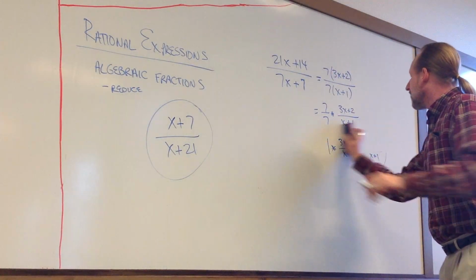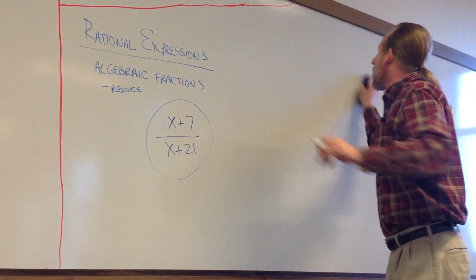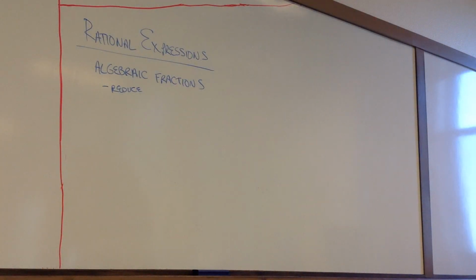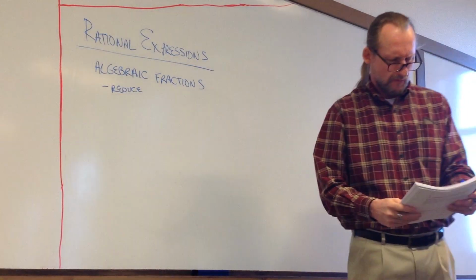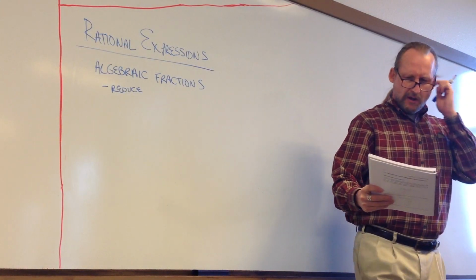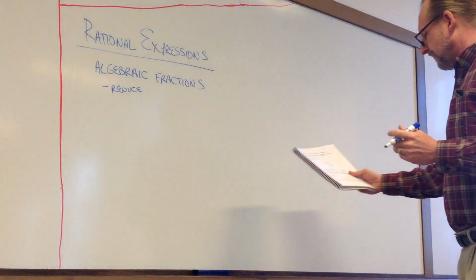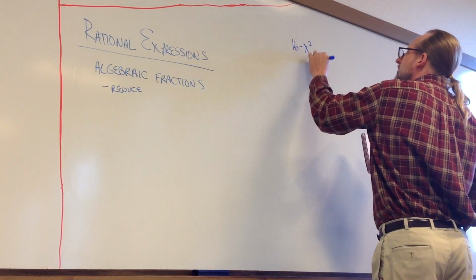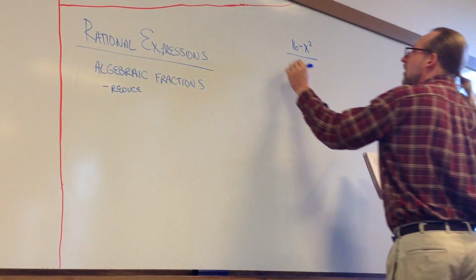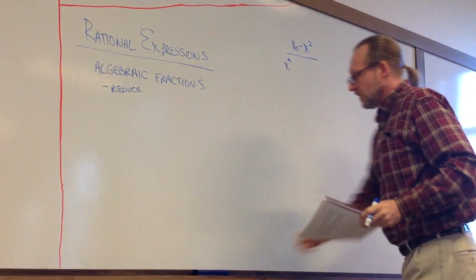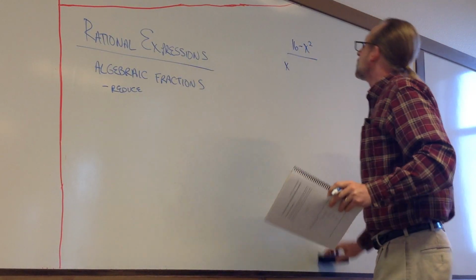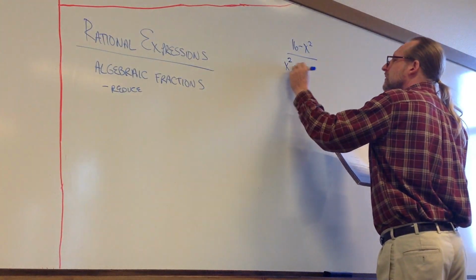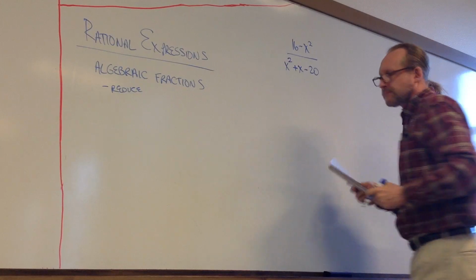Okay, let's see, what else? Let's see, at the bottom of page 51, we have an example, 16 minus x squared over x squared, that's supposed to be a 2, there we go, plus x minus 20.